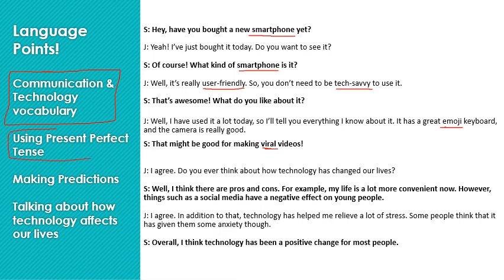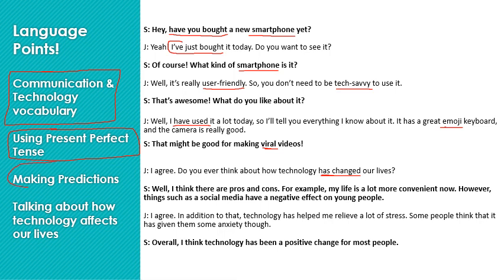So, next is using present perfect tense. Okay, well, there's a lot of present perfect tense in here. Okay, starting with right here. Have you bought? Okay, or I've just bought. Right? There's a lot here. Here, I have used. Right? There's a lot of present perfect tense in here that helps us talk about technology, the things that are in the past and important right now.